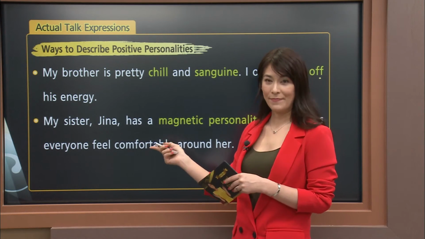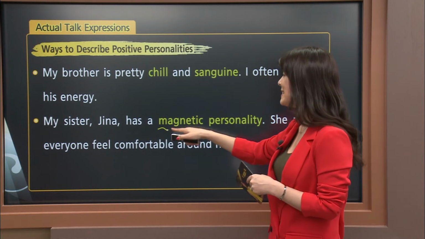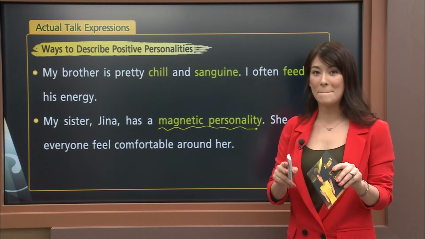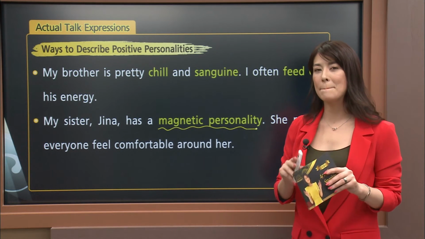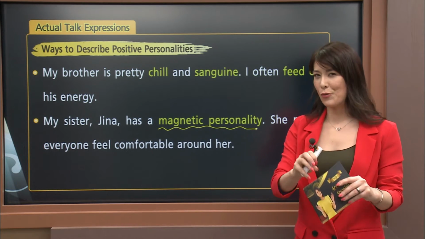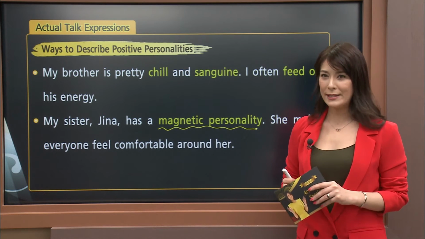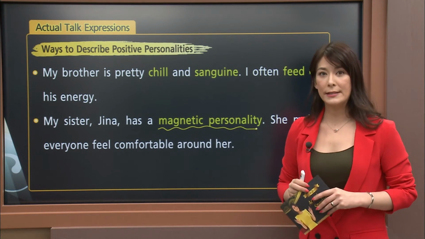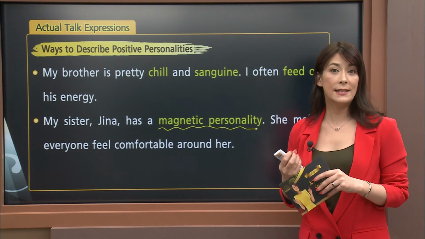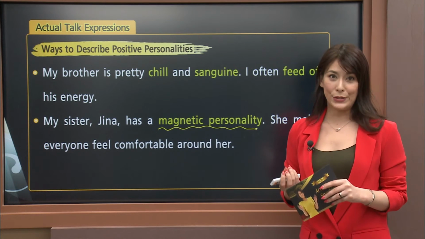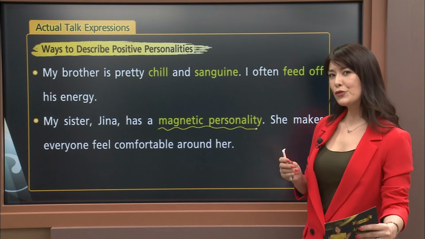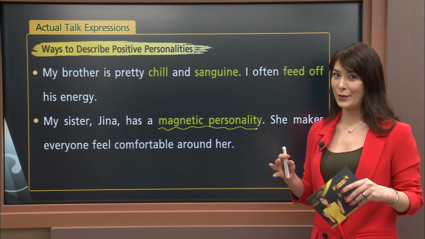Let's talk about a sister. My sister Gina has a magnetic personality. Now, what is a magnet? 자석이잖아요. Magnet. If you say that somebody has a magnetic personality, 자석 같은 성격, it means that they attract people for many reasons. A person with a magnetic personality, for example, could be good-looking, could be very intelligent, could be a happy person, optimistic person, full of energy. Now, this person attracts others for many different reasons, okay?